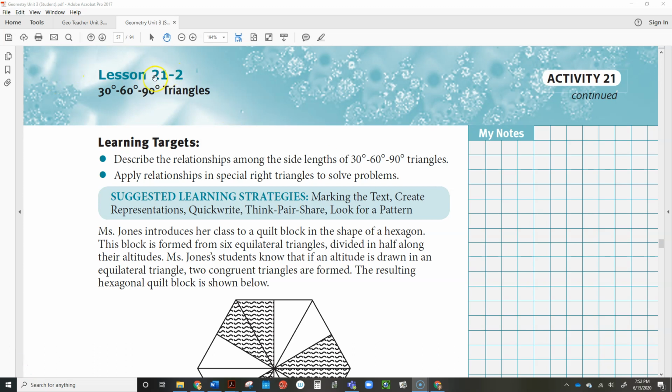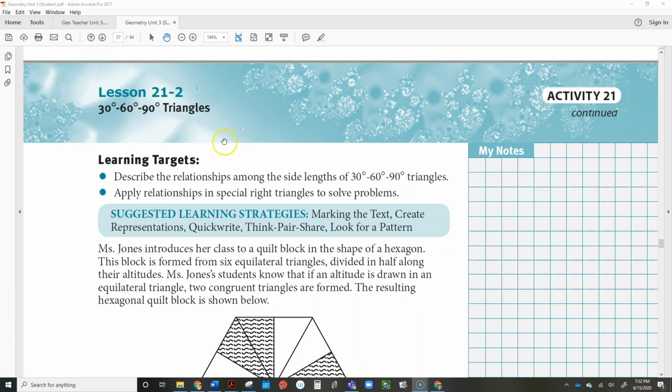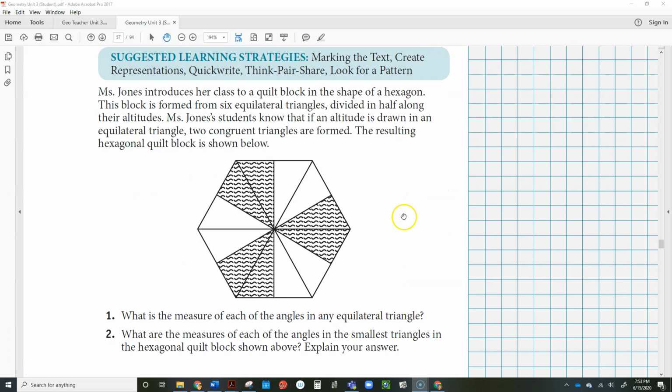This is lesson 21-2. Again, it is about special right triangles. This time, it is 30, 60, 90 triangles. It's going to be very similar to what we did with the 45, 45. The only difference is we're going to have two formulas this time. So let's take a look.